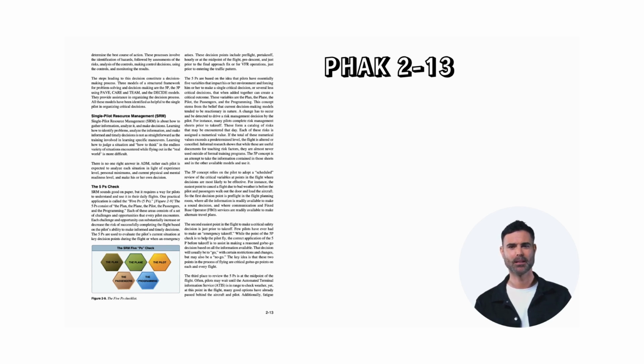The 5 P's are used to evaluate the pilot's current situation at key decision points during the flight or when an emergency arises.